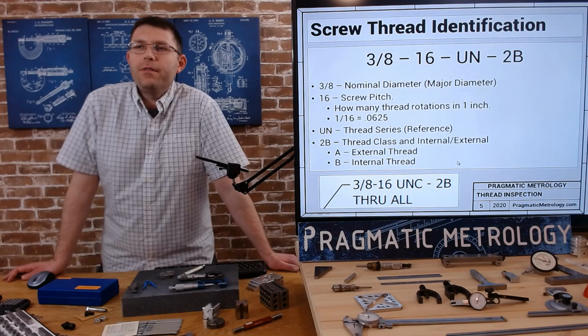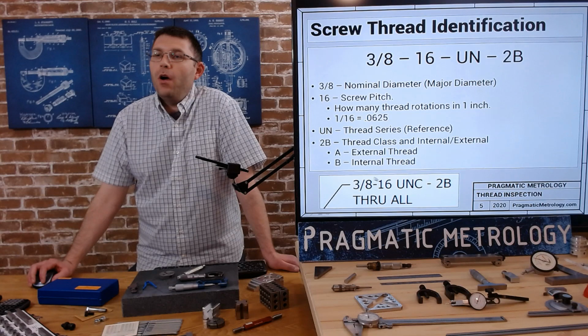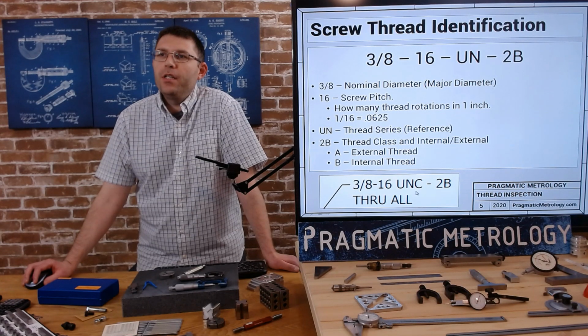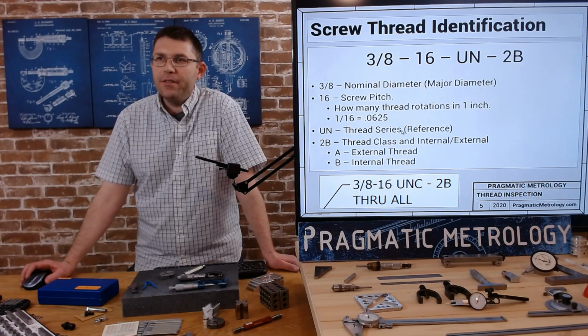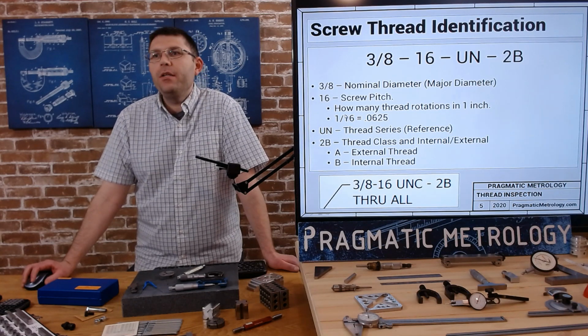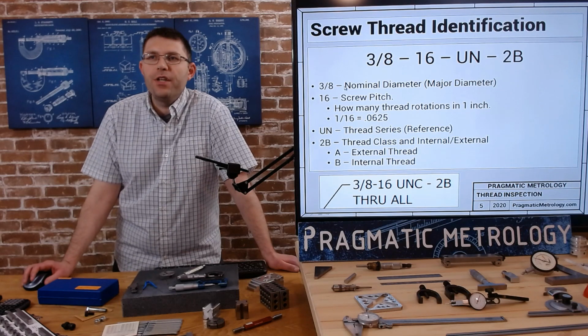So, screw thread identification. When you're looking at your drawings and your blueprints, they're going to call out in this format. They're going to start off with the diameter, then give a pitch, then a thread series, and then the thread class. So 3/8-16 UN 2B: 3/8 is the nominal diameter, 16 pitch, so 16 threads in 1 inch. And when we convert that to a decimal, we just put 1 divided by 16 to get 0.0625. This will come up in some of our calculations later.